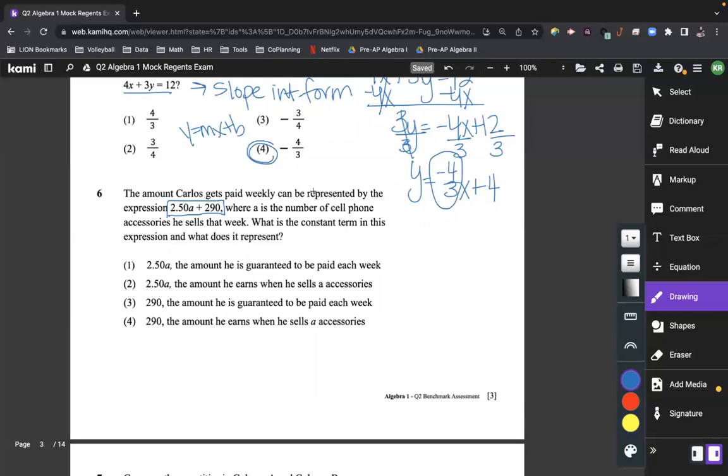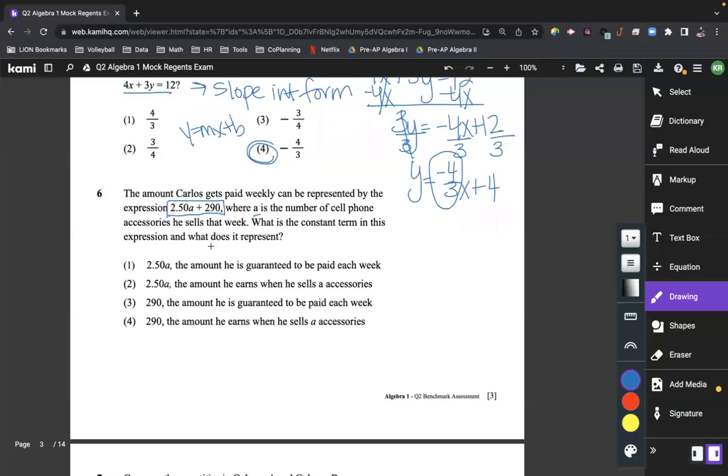The amount Carlos gets paid weekly can be represented by the expression 250A plus 290, where A is the number of cell phone accessories that he sells a week. What is the constant term in this expression and what does it represent?